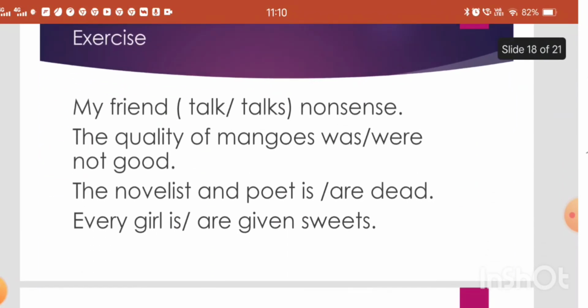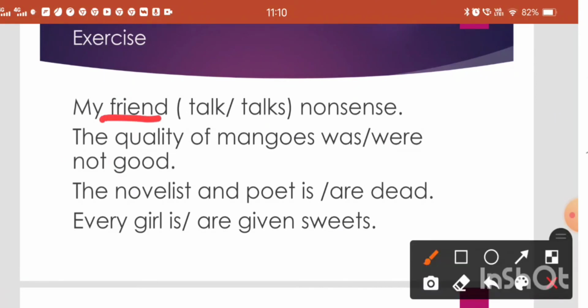Now test your knowledge. My friend talk or talks nonsense. Friend is a singular subject, so singular verb, talks, not talk. The quality of mangoes was or were not good. The quality is the proper subject, so the verb will be singular because quality is singular. The verb won't be decided according to mangoes, because mangoes is the object of the preposition of.